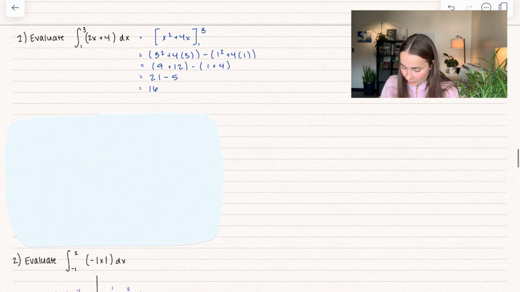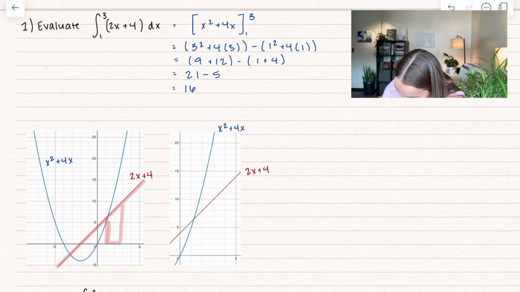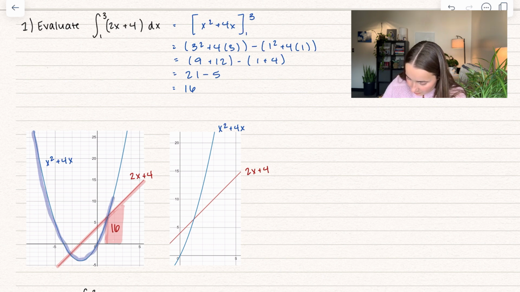And let's go ahead and take a look at the graphs. So here we have what we're originally taking the antiderivative of, and we are finding the area between x equals 1 and x is equal to 3. And so that area right here is going to be represented right here. And so this is equal to a value of 16. So we also have the antiderivative, which we can see represented with this blue function right here.